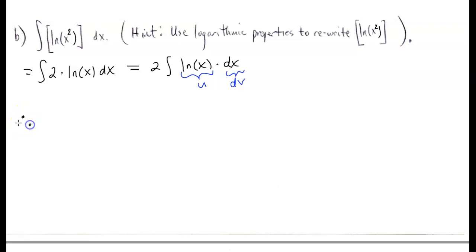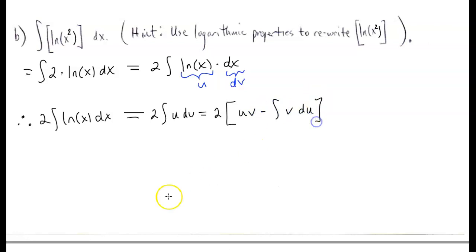All right, so therefore, I wanted to put the 2 on the outside. So 2 times the integral of natural log of x dx is the same as 2 times the integral of u dv, which is going to be 2 times uv minus the integral of v du. Okay. And here, if u is natural log of x, then du is going to be 1 over x. And if dv is equal to dx, then v is just going to be equal to x.